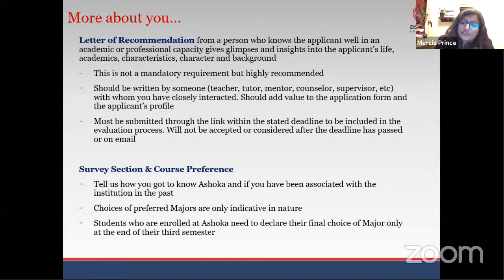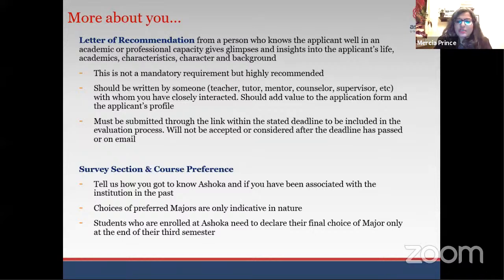When recommenders write letters of recommendation, keeping in mind the applicant, where it's not just a standard copy-paste, it really adds value to your application. So who you ask and ensuring that they do it, following up with them, will be very helpful for you as an applicant. So after that, we have a survey section and course preference.